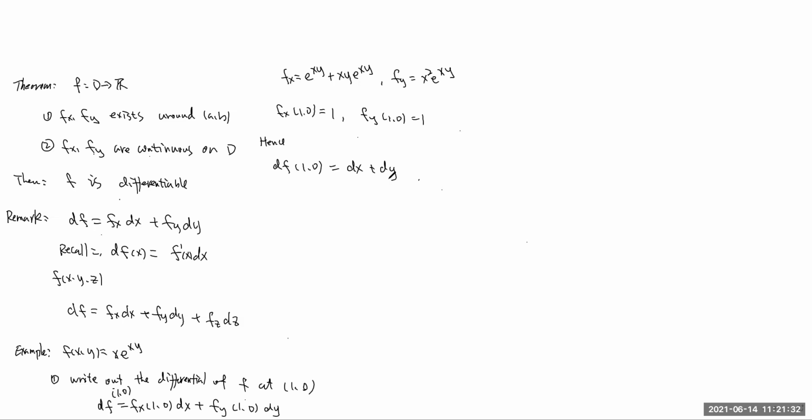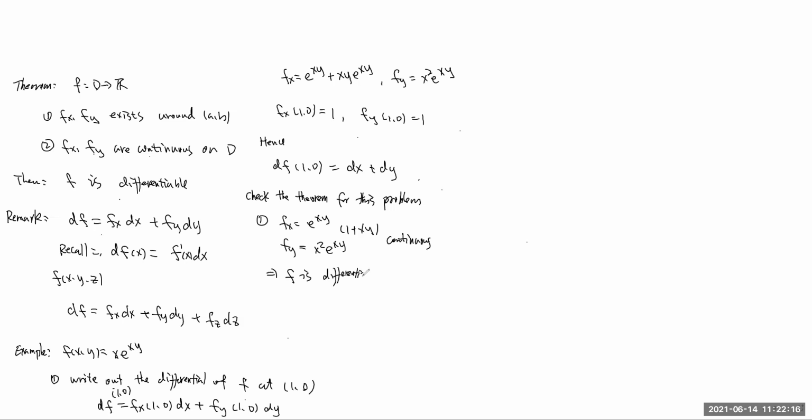So you may ask me, okay, now I'm asking to write out the differential at the point, but I didn't tell you if the function is differentiable. Maybe I can just check the theorem for this problem. You can say first, fx is e^(xy)(1 + xy), fy is x^2 e^(xy), exist and are continuous, right? We know f is differentiable on D, and after we know this, we can compute this, no problem, right?